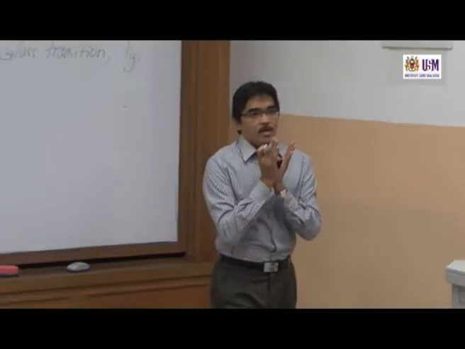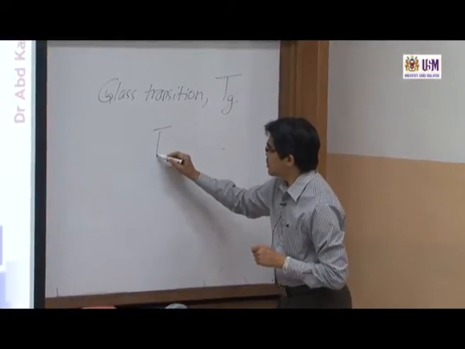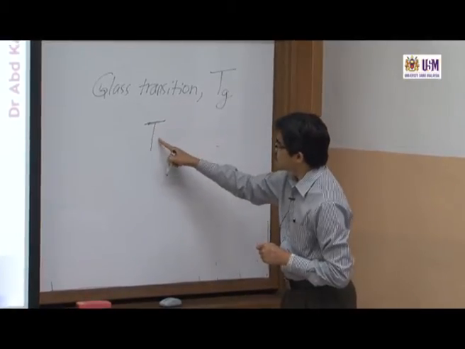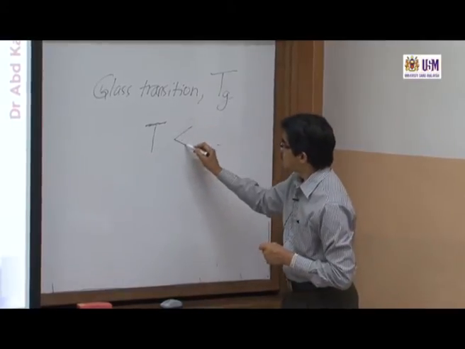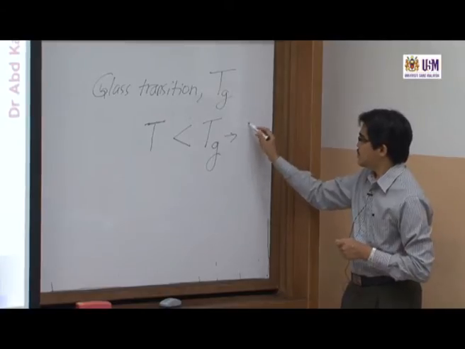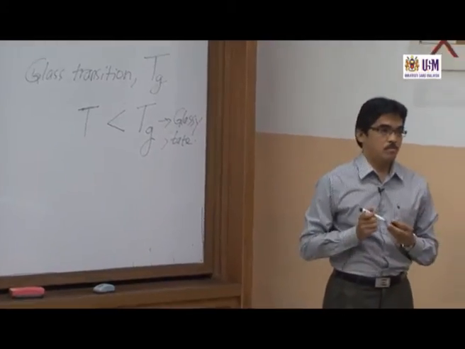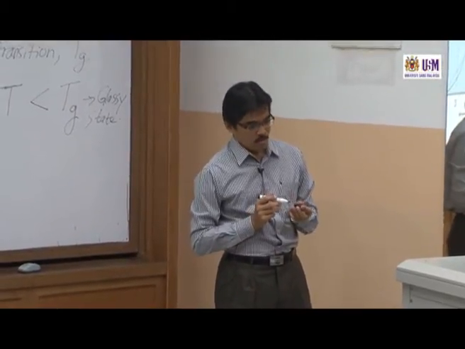So at any temperature T, if we cool down the system at temperature T, and if the temperature can be brought down to below the TG of the system, then we can say the system is in the glassy state. The system is a glass. Glassy state is the opposite of crystalline state. Glassy state is also said to be amorphous. So amorphous is opposite of crystalline.